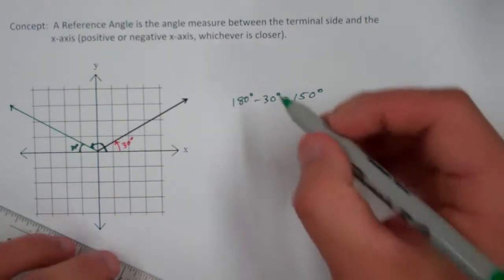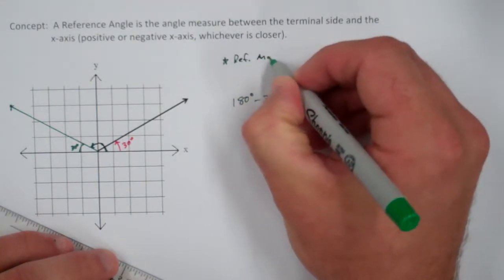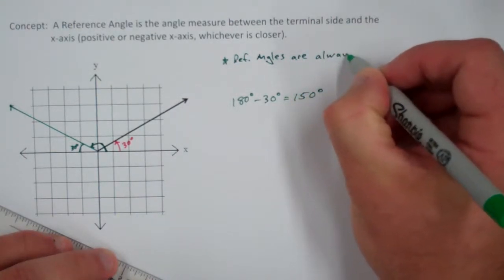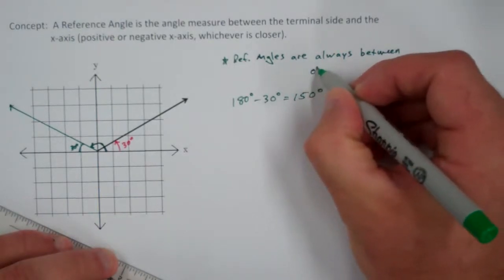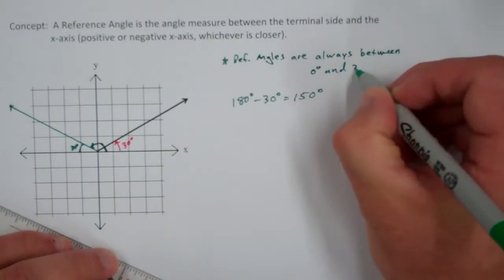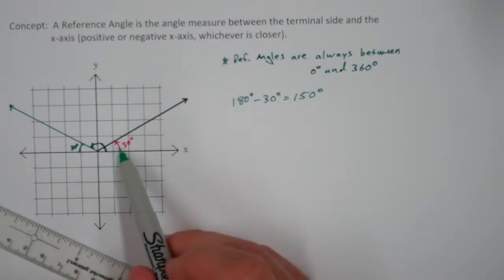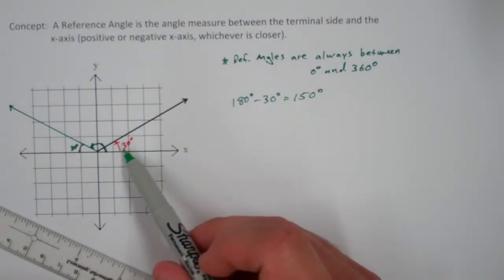An important note here is that reference angles are always between 0 degrees and 360. So please keep that in mind. The reference angle is 30. A 150 degrees has a reference angle of 30.